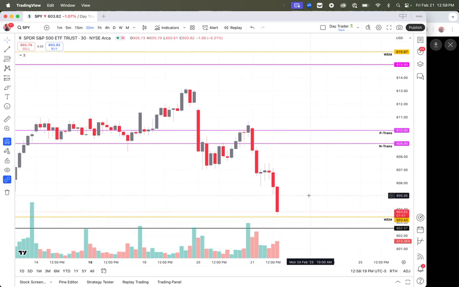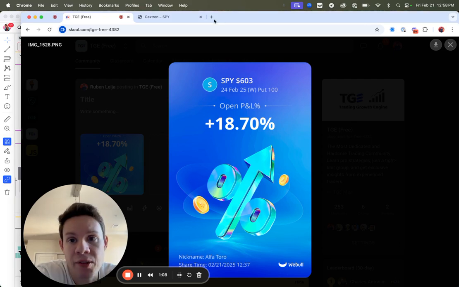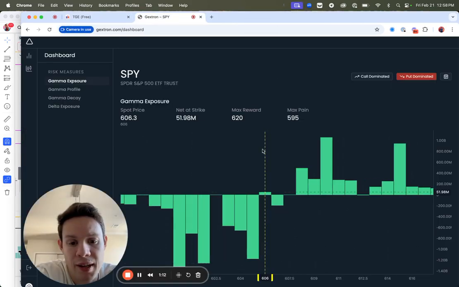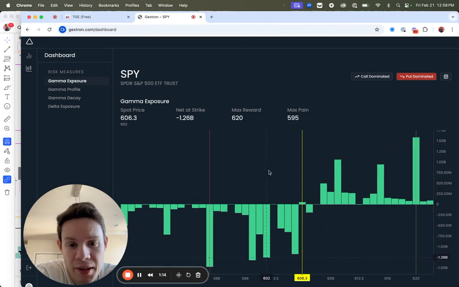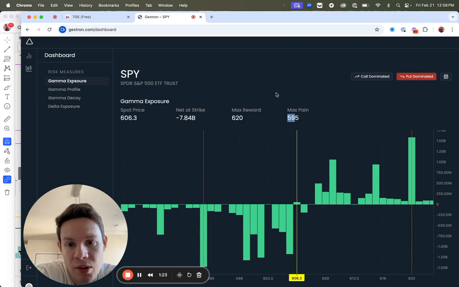Okay, so here is SPY, and today was clearly a red day. And when I'm looking at SPY, I'm like, okay, how do I take a trade on SPY, right? The first thing I do is I go to Gextron and I look for my levels. It tells me right here, max reward is 620, max pain is 595 at the moment. That's very far, so we're probably going to see more downside to SPY.